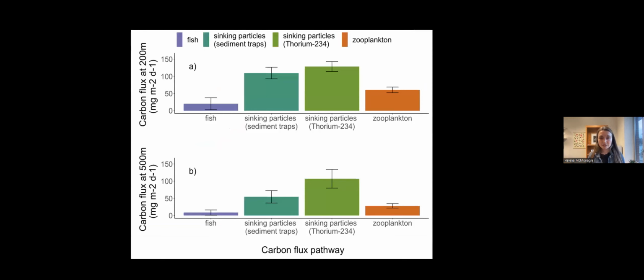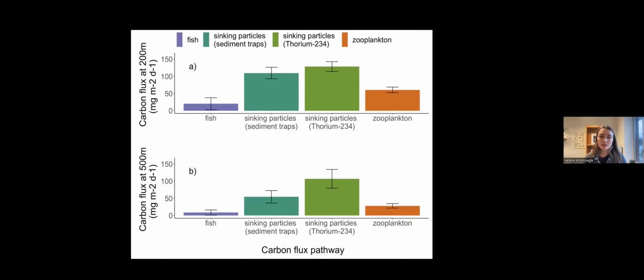All right, so putting this all together and using data from the same time and place, same sampling effort, but from teams that are working on sinking particle fluxes, in other words, passive flux, and also zooplankton active carbon flux, we see that fish make up a relatively modest component of the overall biological carbon pump, but also that there's a lot of uncertainty in that fish carbon flux estimate.